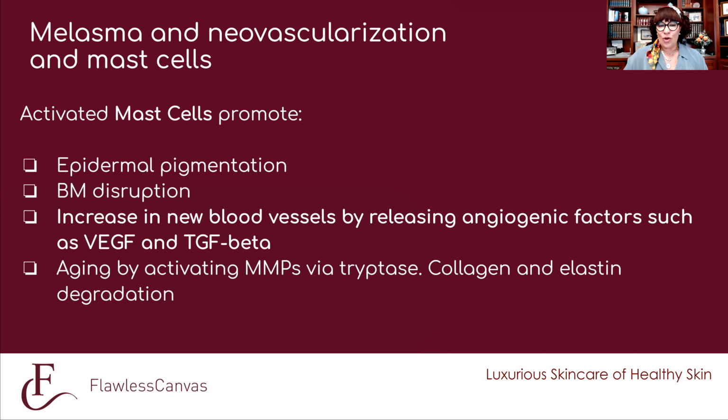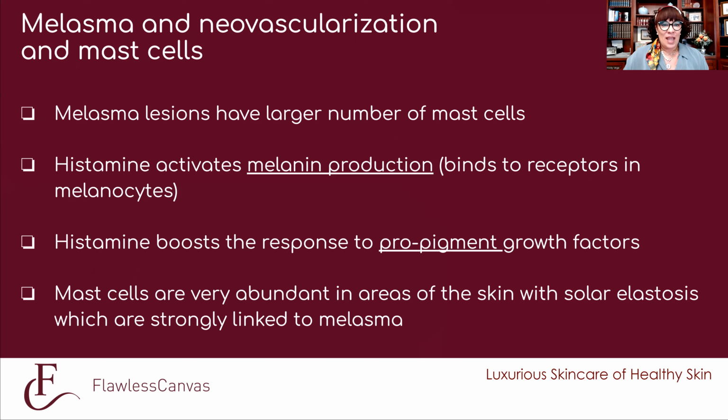basically promote aging. So activation of mast cells is nothing that we want to do if we are trying to prevent pigment or prevent aging. Now, we know that in melasma lesions there is a larger number of mast cells. Normally they're there, but when you have melasma, you have an even bigger number of them. And it has been shown that if you have photoaging in your skin, so damaged by UV light, you have a larger number of mast cells in your skin. And they are located in a very unique area. So that is something to take into consideration.